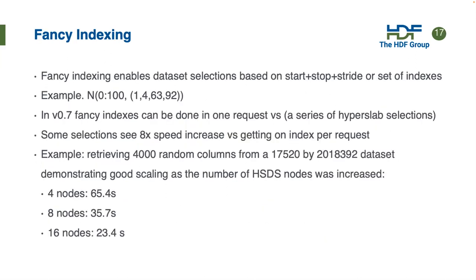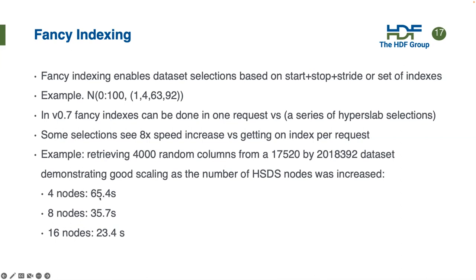Another new feature that has a performance impact is fancy indexing. Here's an example of the syntax for fancy indexing. I might say I want a selection which in the first dimension is 0 through 100, but in the second dimension is some selection of coordinates. I could do this one by one, right? Make four selections, but with this fancy indexing feature, you get a big performance boost, about 8 times the performance of iterating through the columns.